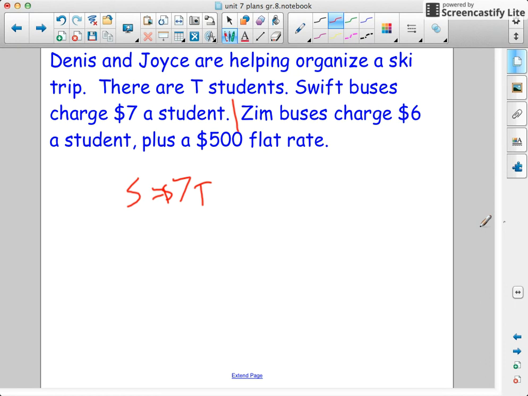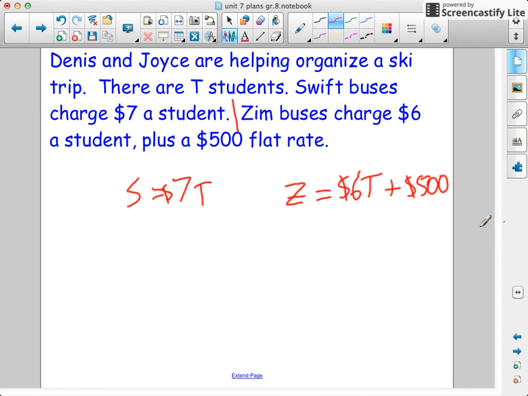My next one, Zim buses charge only $6 a student. So let's say that's Z. They charge $6 a student, so it would be 6t. But they also charge a $500 flat rate to start with. So that is my constant. It doesn't matter how many kids go on the ski trip, you're still going to have to pay $500 for the Zim buses. So I'm just going to add this $500 as my constant, the unchanging amount. So that is my equation for the second one.